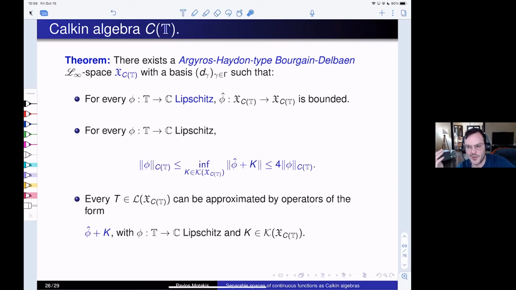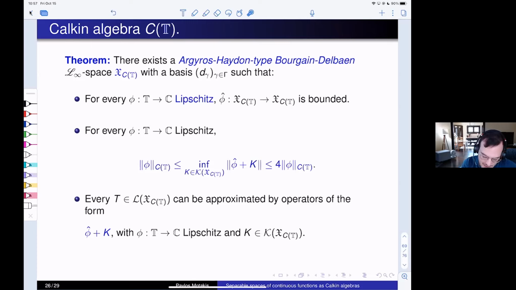A comment worth making at this point is that you can have a Gowers-Maurey space whose Calkin algebra is the continuous functions on a compact metric space without going through this new Gowers-Maurey type construction with the weight constraints and the metric constraints. But this does not work well with an Argyros-Haydon construction. You have to do this new thing for it to work well with an Argyros-Haydon construction.